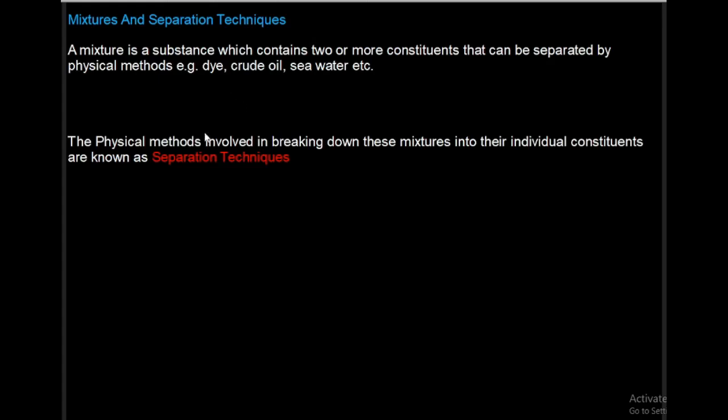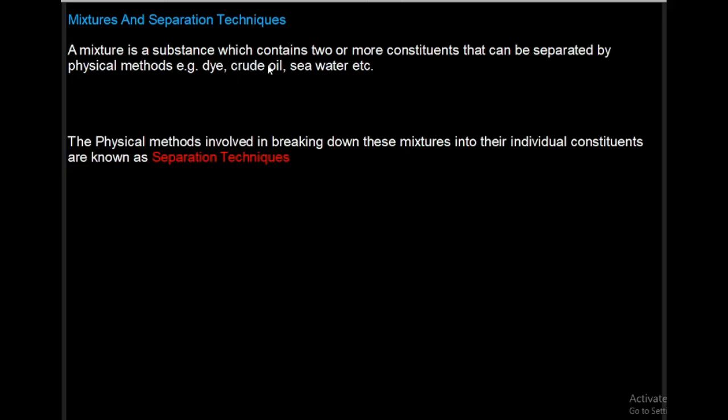In this video, we're going to be talking about mixtures and separation techniques. Now, a mixture is a substance which contains two or more constituents that can be separated by physical method. Example of a mixture, we have dye. Now, dye is a mixture of several colors, and to separate the mixture of dye into its constituents, we employ physical method such as paper chromatography.